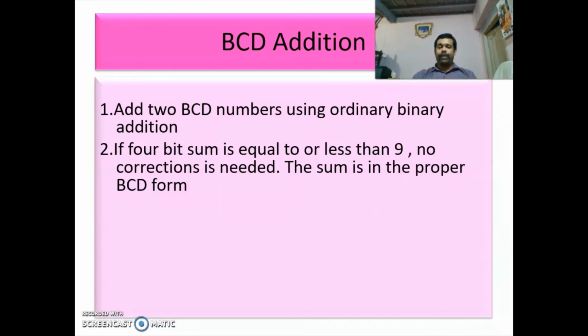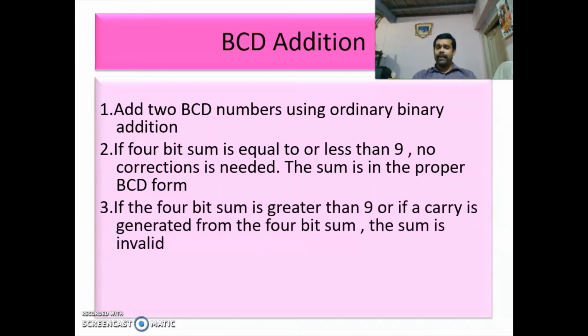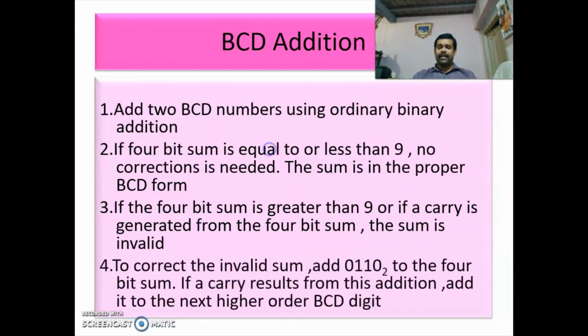While adding, if you are getting a number greater than 9, or if you are getting a carry, then that sum is not in a valid form. It is invalid. So in order to change that sum into a valid form, you have to add 6, that is 0, 1, 1, 0, to the sum you already got. While adding this 6 to your sum, if you're getting a carry after that, then that carry should be added to the next higher order BCD digit.